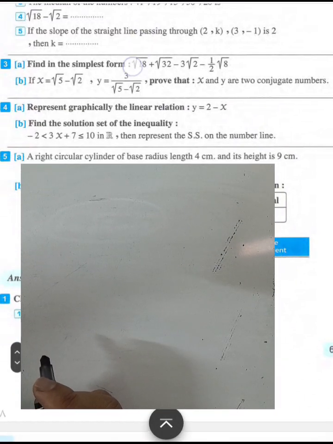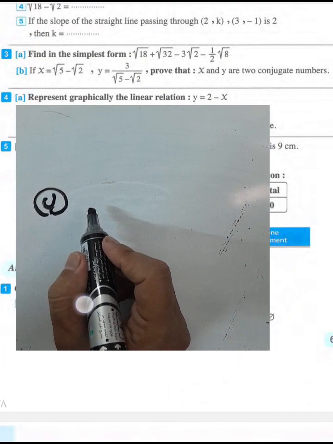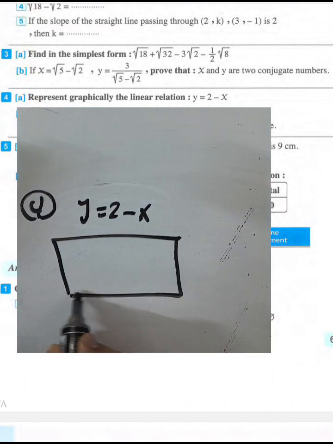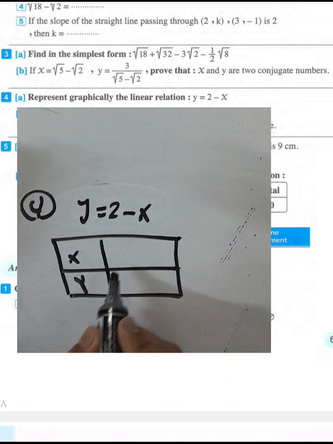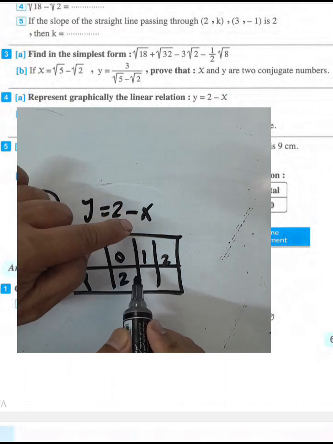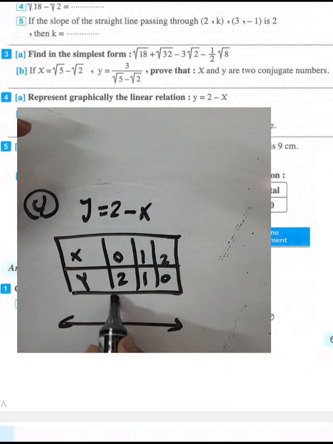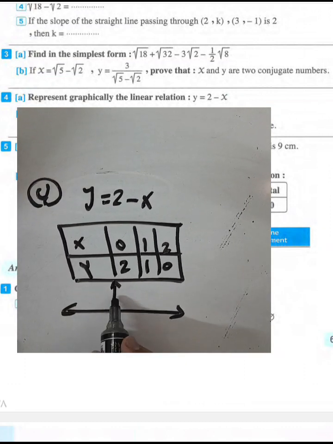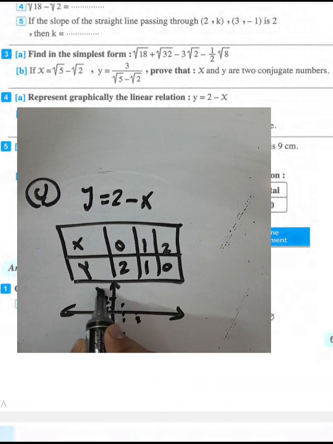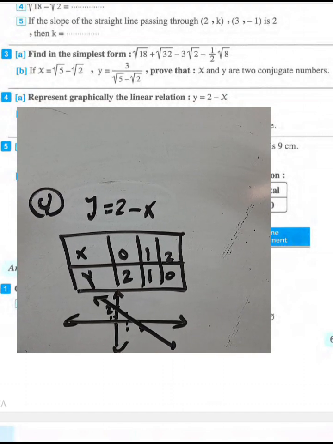Next question. Question 4: represent this relation graphically, y equals 2 minus x. We can draw the table here and write x and y. Put 0, 1 and 2. For x equals 0, 2 minus 0 equals 2; 2 minus 1 equals 1; 2 minus 2 equals 0. Then draw the x-axis and y-axis, plot (0, 2), (1, 1) and (2, 0), and then draw the straight line here. Okay, next question.